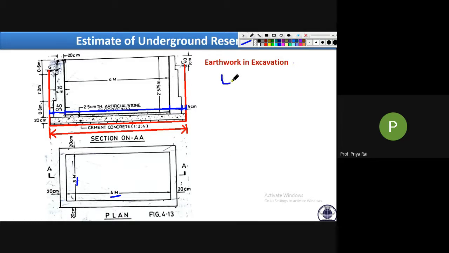So length will be 2 into, we can write it down, because on both sides, how much is the offset? 2 into 0.15, plus 2 into wall thickness, how much? Thickest wall is 40 centimeter, so 0.4, plus the inner dimension, that is 4 meter. So what is this value? See, 0.15, 0.15, that's why 2 into 0.15, 0.4, 0.4, that's why 2 into 0.4, and in this middle portion it is 4 meter apart. So what is the total length?